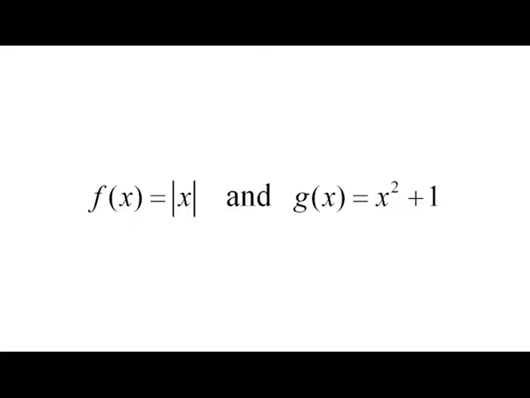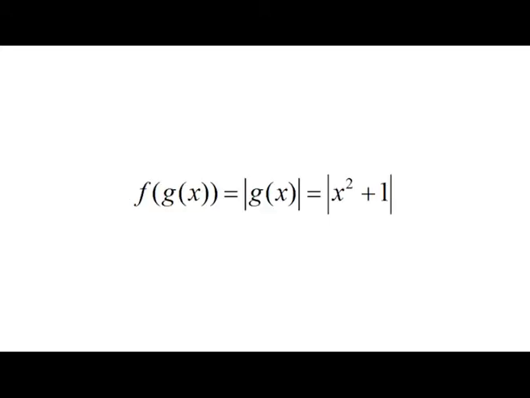Composition of functions. We now consider an operation on functions called composition, which has no direct analog in ordinary arithmetic. Informally stated, composition is performed by substituting some function for the independent variable of another function. For example, suppose that f(x) equals the absolute value of x and g(x) equals x squared plus 1. If we substitute g(x) for x in the formula for f, we obtain a new function f(g(x)) equal to the absolute value of g(x), equal to the absolute value of x squared plus 1, which we denote by f composition g.